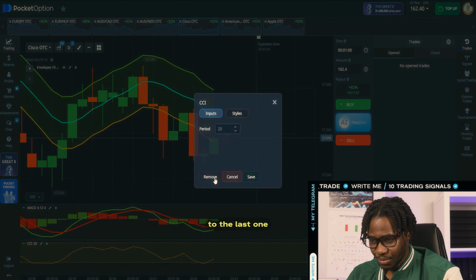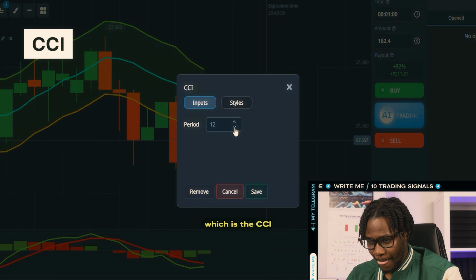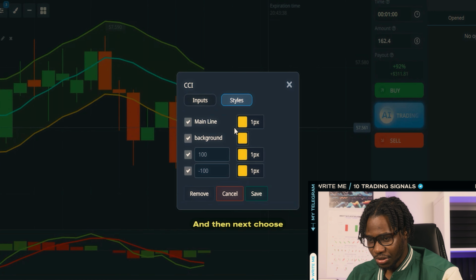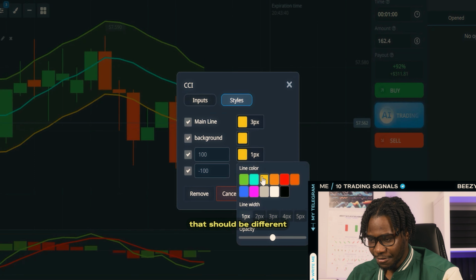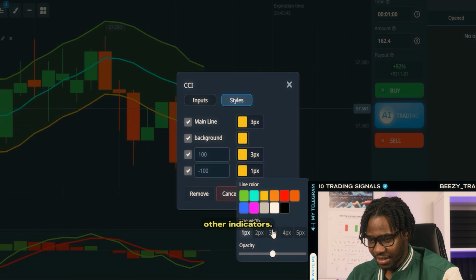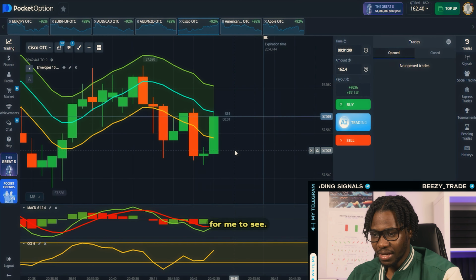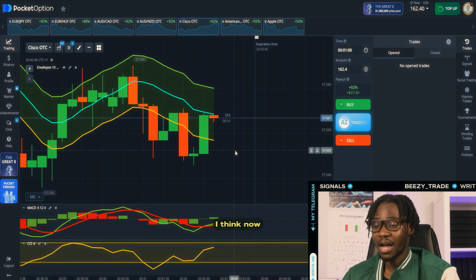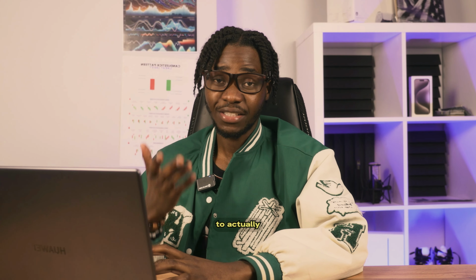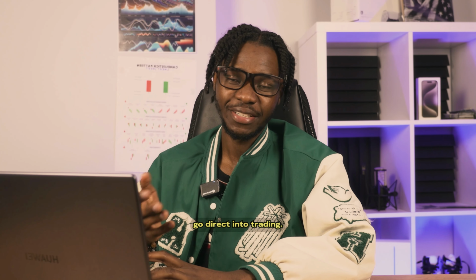And then let's go to the last one, which is the CCI. The period, put it to 6, and then let's choose the colors. At least they should be different from these other indicators. At least it should be really easy for me to see, and that's it. I think now I've actually done everything, and the only thing that is remaining is for us to actually go direct into trading.